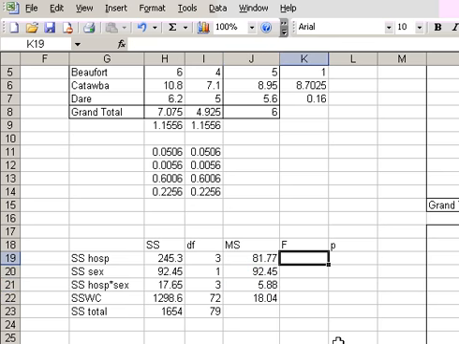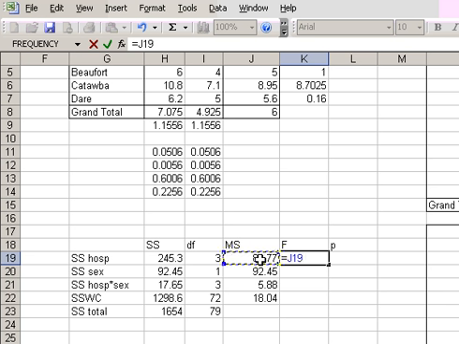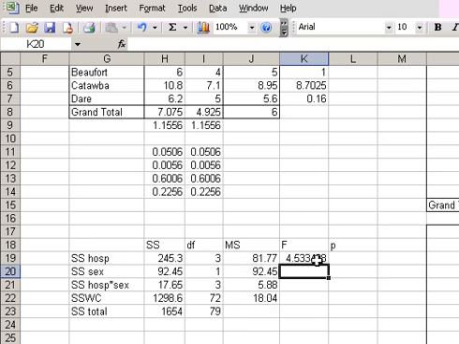Now there will be 3 F-tests, one for the hospitals, one for sex, and one for hospitals by sex, and each F-test will be conducted by taking the mean square for the appropriate category and dividing by the mean square within cells, and that will be fixed with an F4.